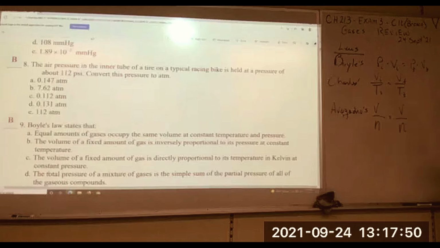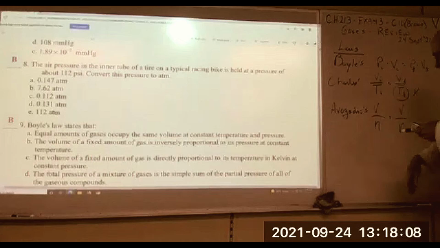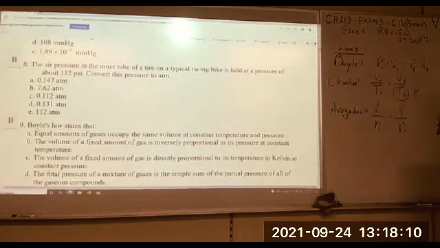Now, one other caveat. Temperature has to be in Kelvin. If it's not in Kelvin, it will not work. Okay, so those are the individual laws. What else did we learn?